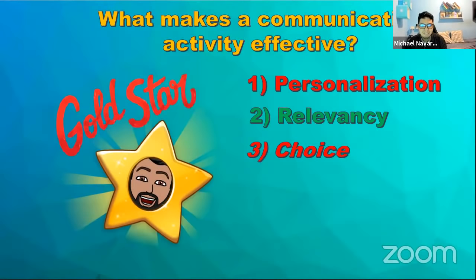Number three, we have choice. We have to give students choices, right? Like maybe which of these activities would you like to practice? Or ask your students, what are your strengths? What are your weaknesses? Teacher, to be honest, I need to practice more reading. Or teacher, I need more practice on speaking. Give them choices, right?